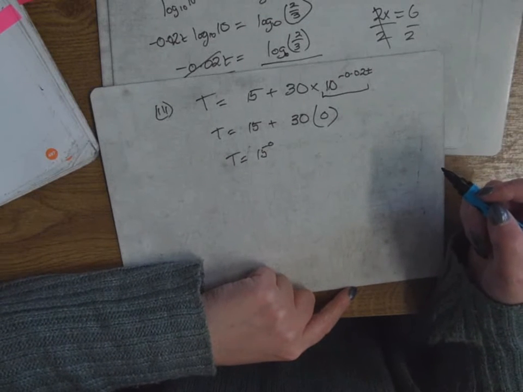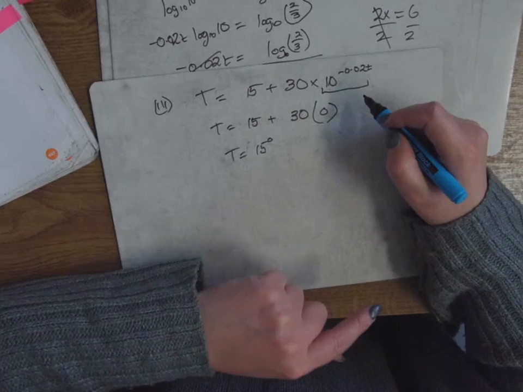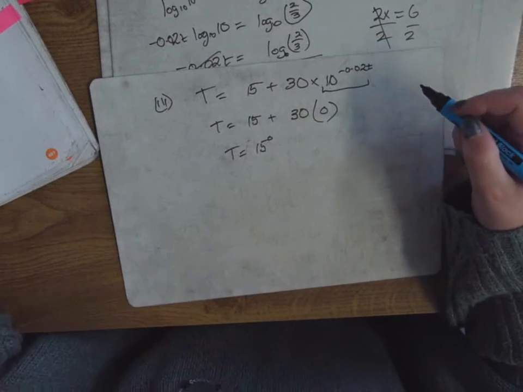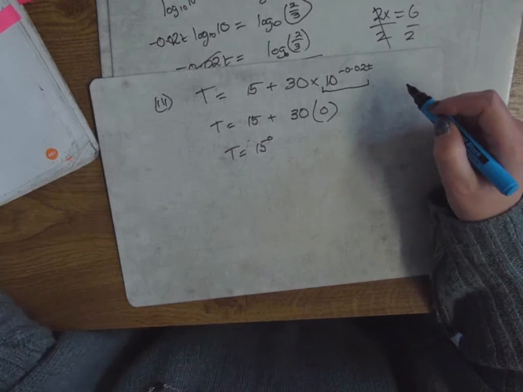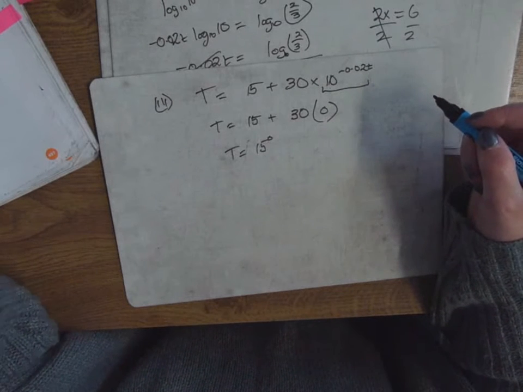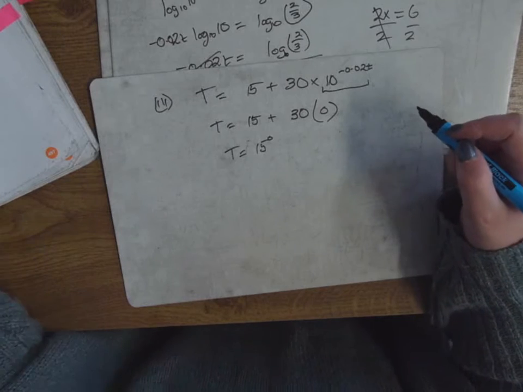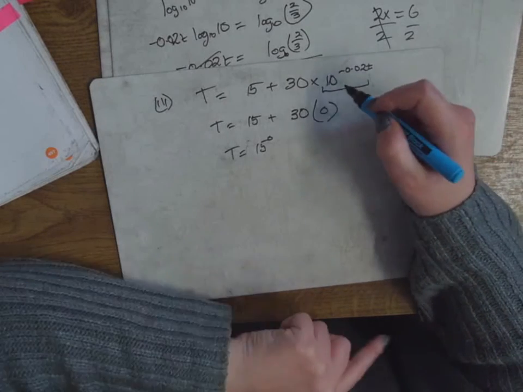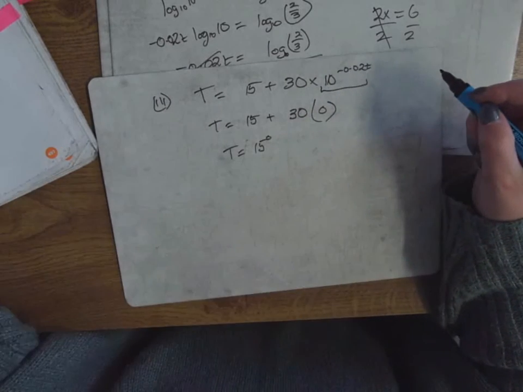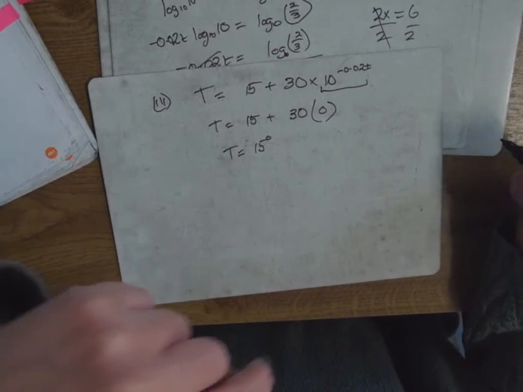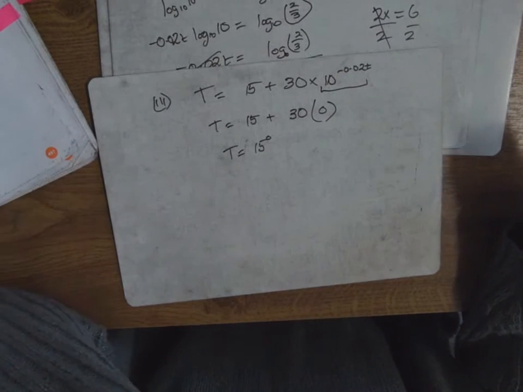How do you know to get the 0 out of 10 to the power minus? That's what I'm saying: 10 to a negative indice is always getting smaller. It's going to be a fraction, and then a smaller fraction, then a smaller fraction. So you need to remember that any base to a negative indice is always getting smaller and smaller, and the fraction's getting smaller and smaller, so it's heading for 0.